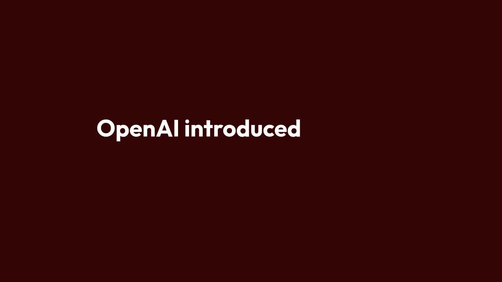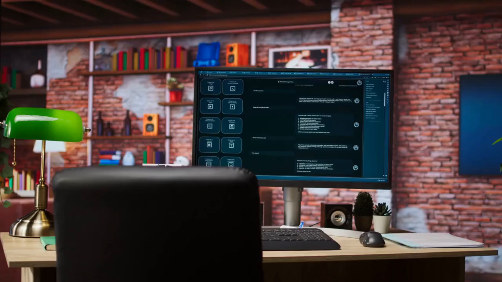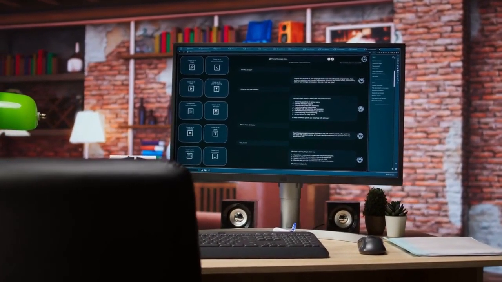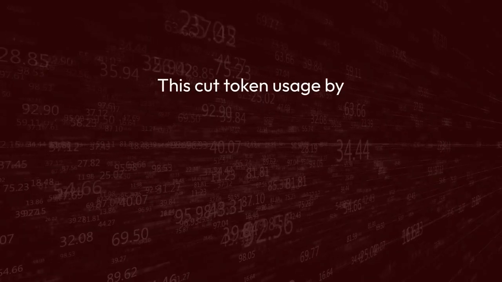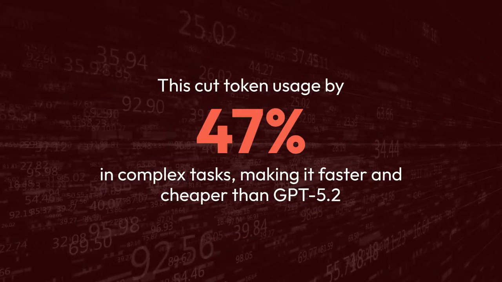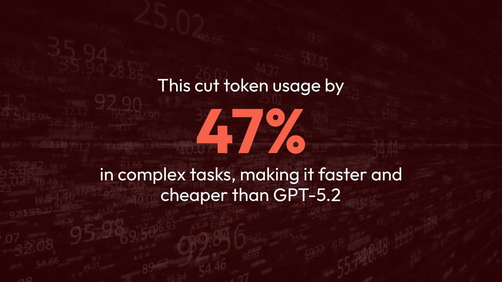The efficiency here is key. OpenAI introduced a feature called Tool Search. Instead of the model loading every tool it knows at once, it now retrieves only what it needs. This cut token usage by 47% in complex tasks, making it faster and cheaper than GPT 5.2.